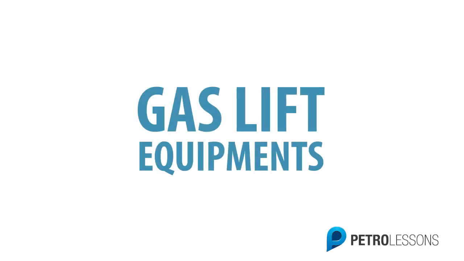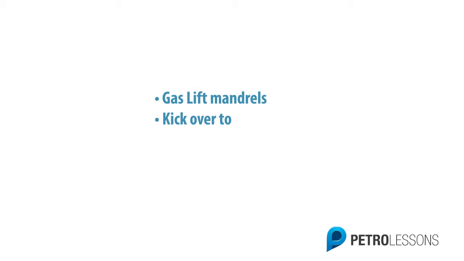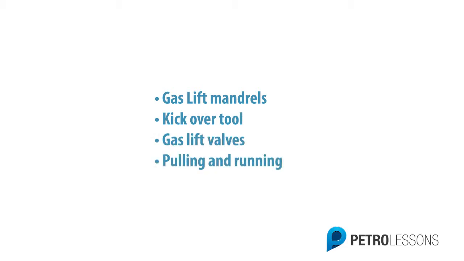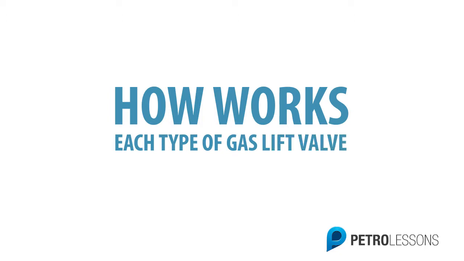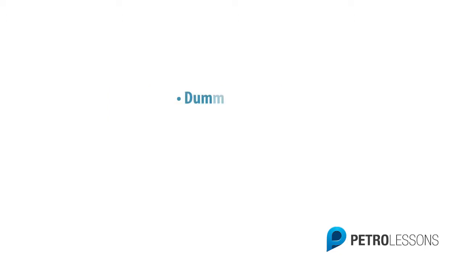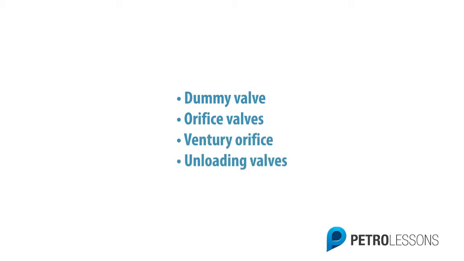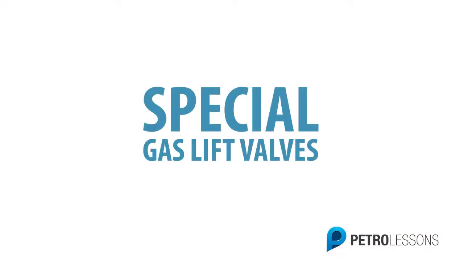In this training, we're going to discuss gas lift equipment. I'm going to present the different types of existing gas lift mandrels, kickover tool, and gas lift valve pulling and running tool. I'm going to explain how each type of gas lift valve works, like dummy valve, square edge orifice, venturi orifice, and unloading valves. Then I will discuss many types of special gas lift valves that you can find in the industry, like for instance pilot valve, gas lift valve with an upstream choke or with a downstream choke, swirl dummies, equalizing dummies, and many other types.